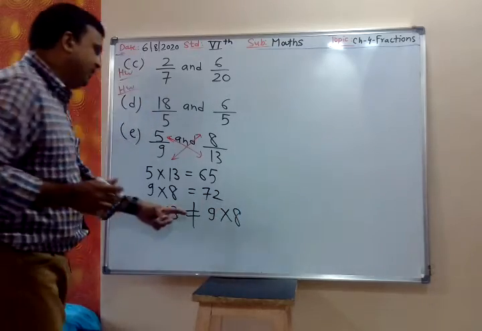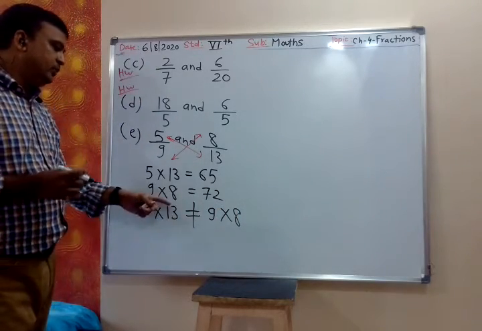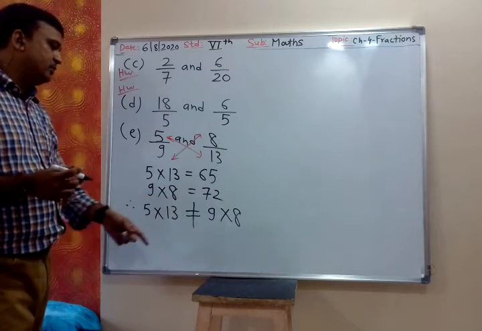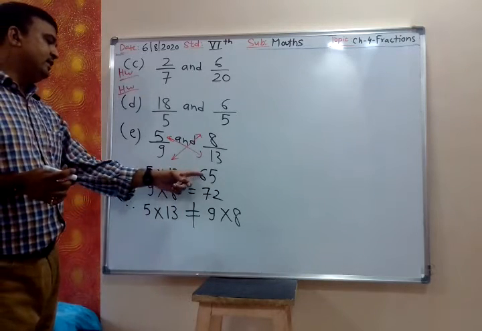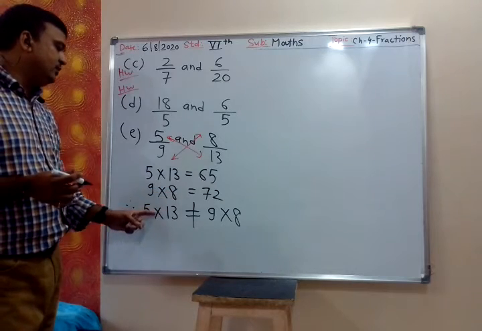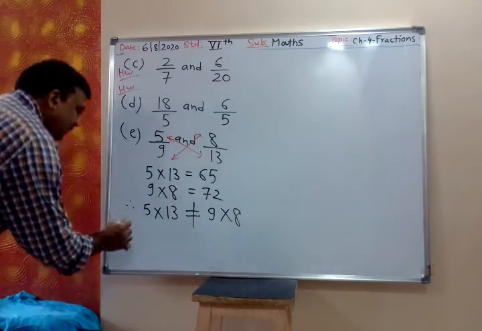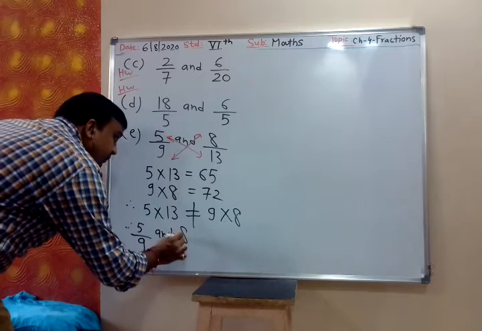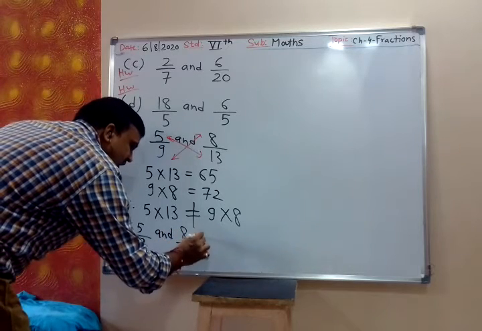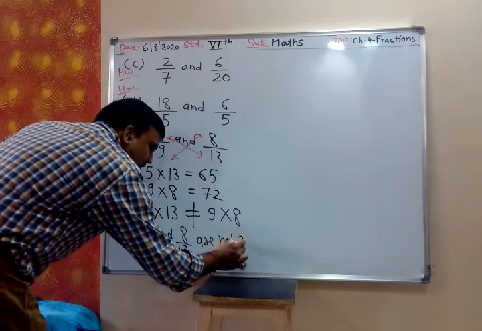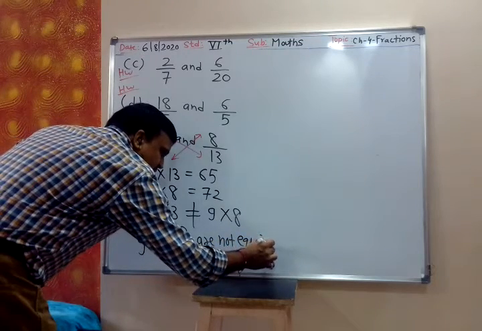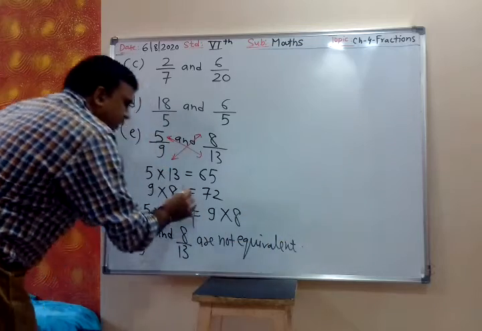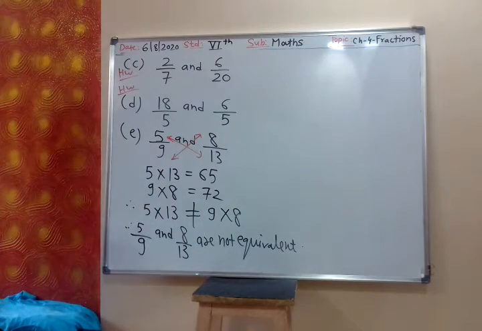See, this is the symbol not equal to: equal to with one vertical line means not equal to. So 5 into 13 is 65, 9 into 8 is 72. So 5 into 13 is not equal to 9 into 8, and therefore 5 upon 9 and 8 upon 13 are not equivalent. C and D are homework. Now E we have done.